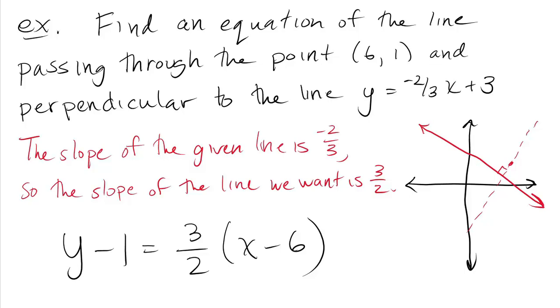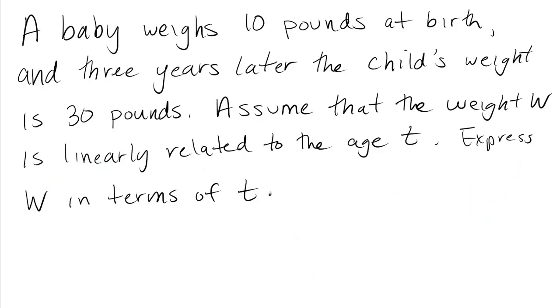Let's end the video with a couple of word problems. We're still going to be finding equations of lines, but now we're going to have to extract the information from a story problem instead of just being given the raw facts. Let me give you an example. A baby weighs 10 pounds at birth, and 3 years later the child's weight is 30 pounds. Assume that the weight W is linearly related to the age T. Express W in terms of T.